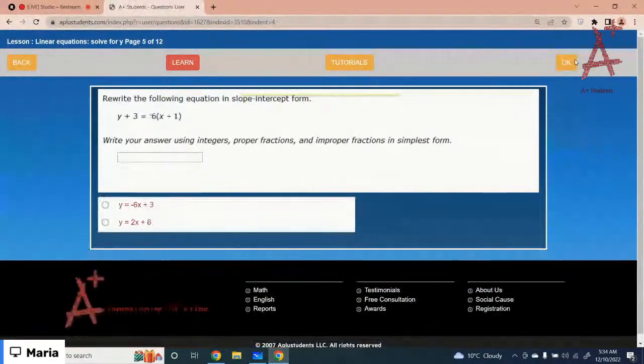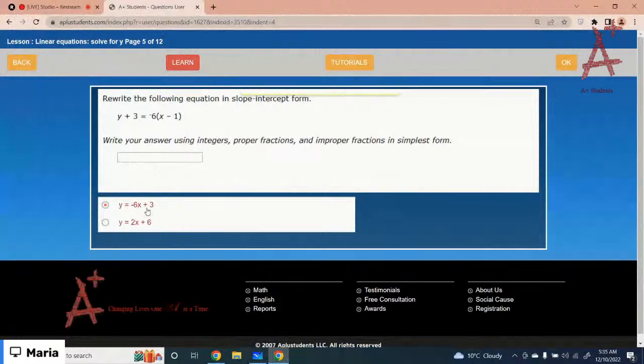Okay, which is the correct option for this one? y plus 3 equals negative 6 times x minus 1. So which one is the correct option? That would be y equals negative 6x plus 3. Got it? Because when you multiply negative 6 to x, it makes negative 6x. Got it? So the first option is the correct one.